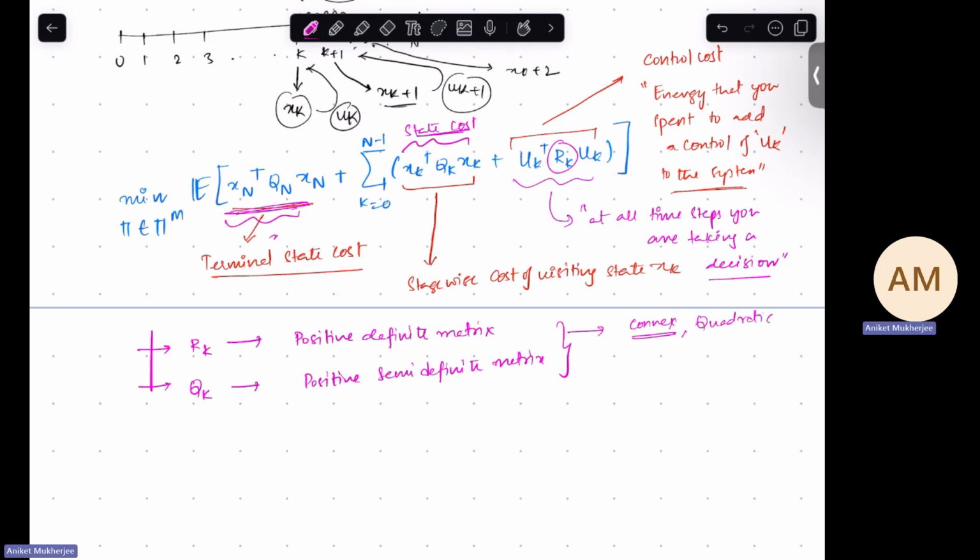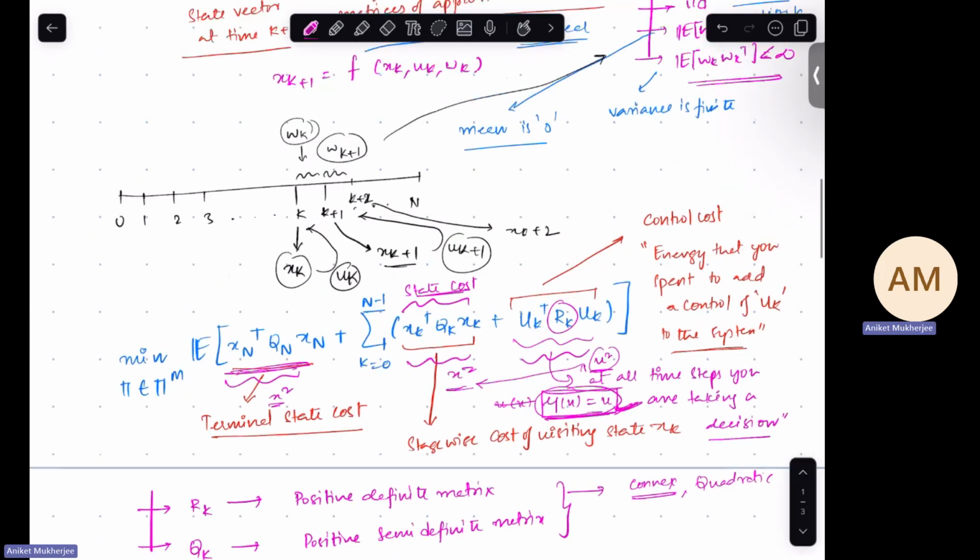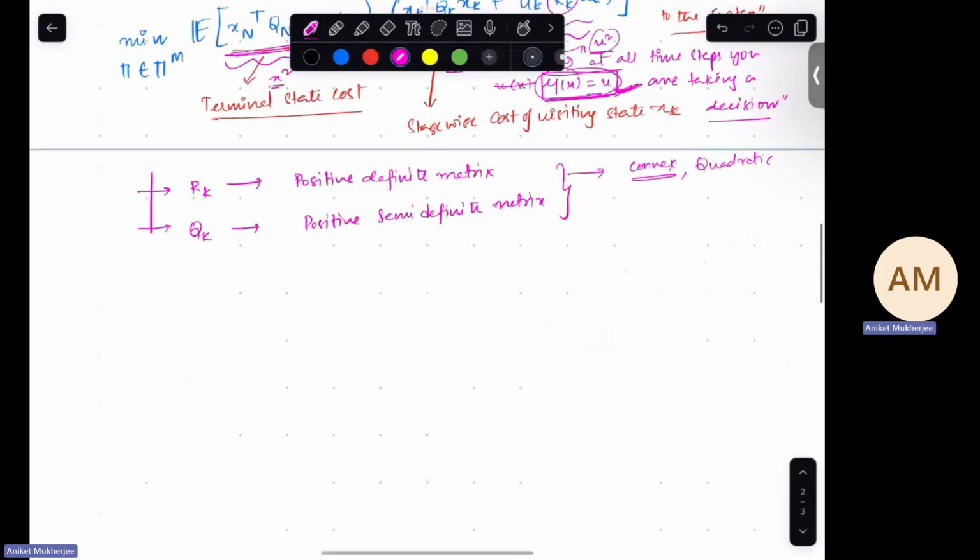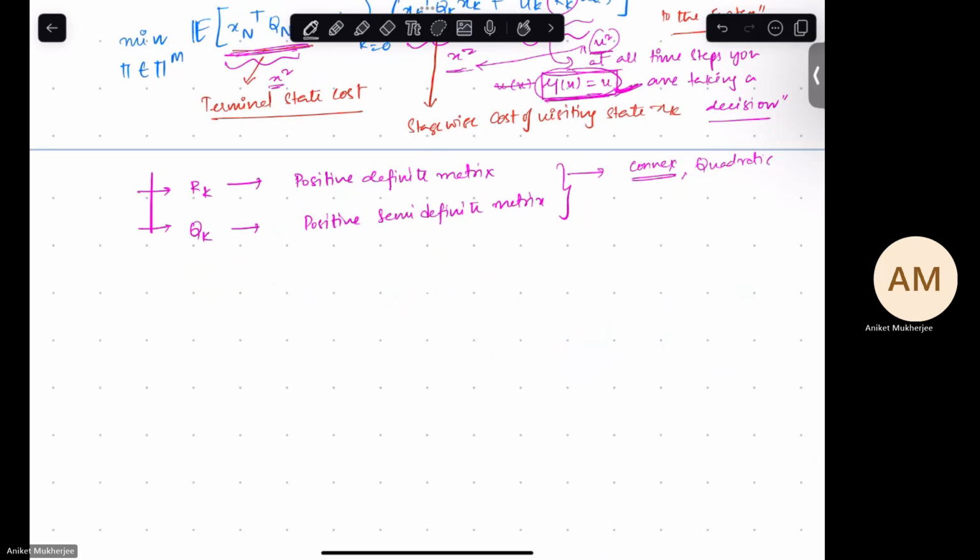So here you have x square, here you have x square, and here it is u square, but then we don't know how u depends on x. We don't know if mu of x is equal to u. Is it linear or is it quadratic? We don't know this, but this is quadratic in u, this is quadratic in x. We have to find what the policy and the decision rule at each time step is going to be, right? So these types of problems are basically known as linear quadratic regulators.